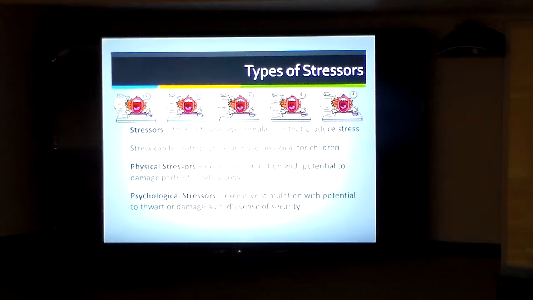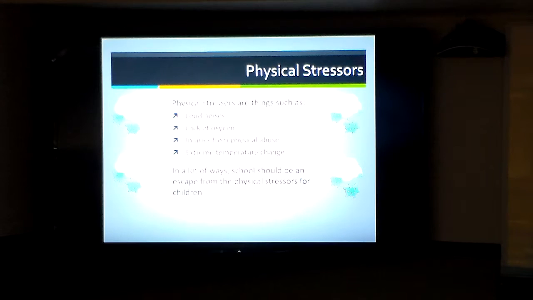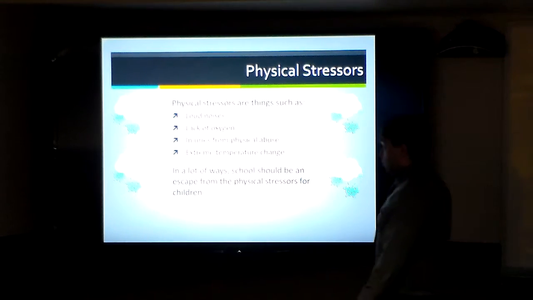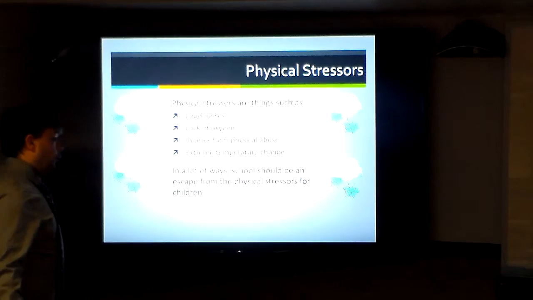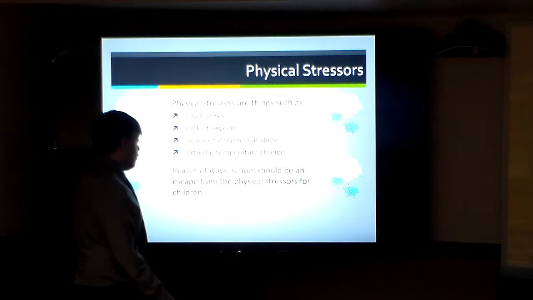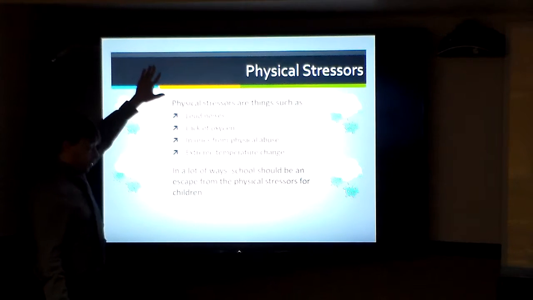So, stressors. The two types of stressors are physical and psychological. Physical stressors actually damage kids. Psychological stressors damage their emotions and their mental state. Which one is worse? I don't think one's worse than the other. It really depends on the child and the child's expectations. So, what are the physical stressors? These are things like lack of oxygen, not having the correct clothes, loud noises, and any type of injuries from physical abuse. Schools have to protect children from physical stressors.